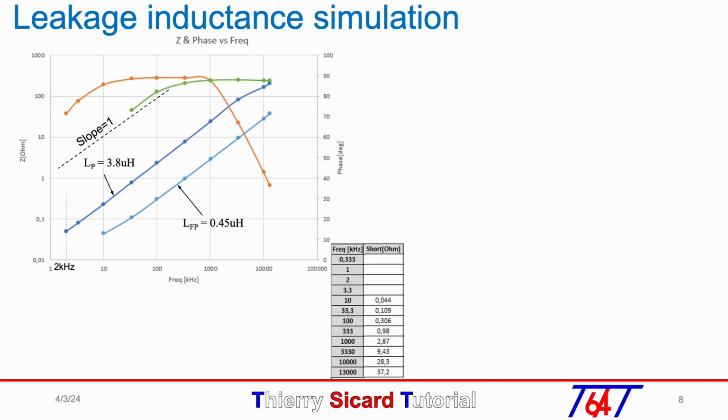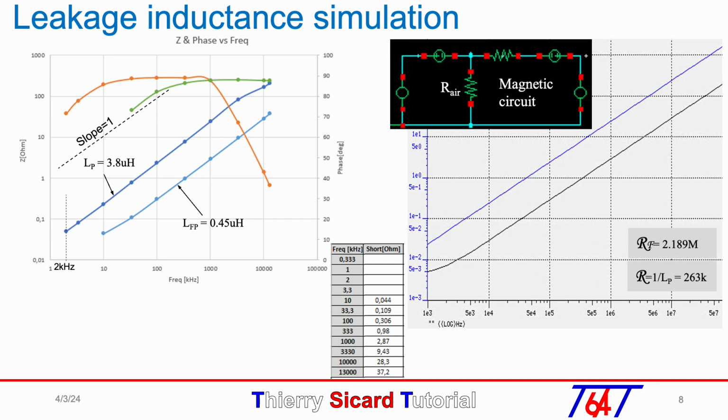The impedance on the primary with the secondary shorted gives a leakage inductance viewed from the primary side of 4.45 microhenry, so almost 10 times less than the primary inductance. To fit with our model, we added an R reluctance of 2.19 megohm.